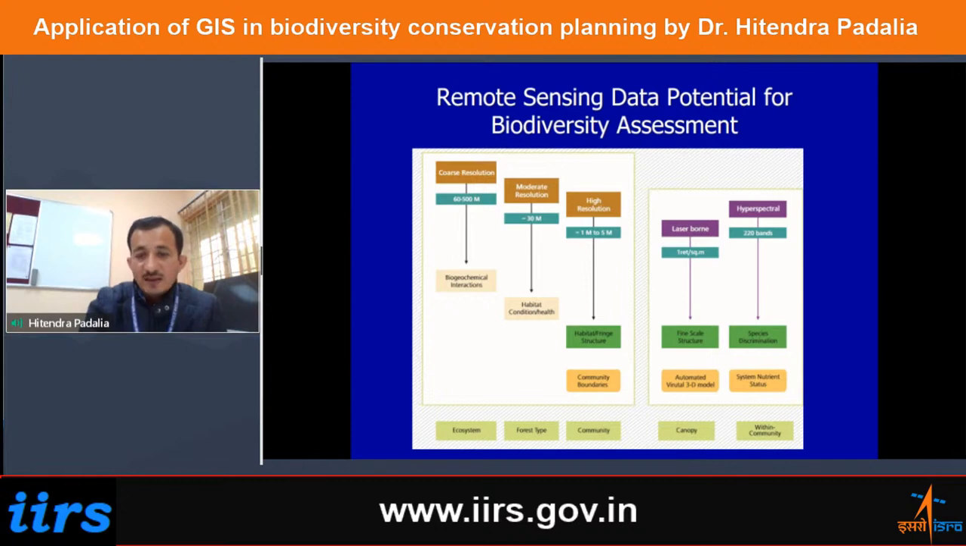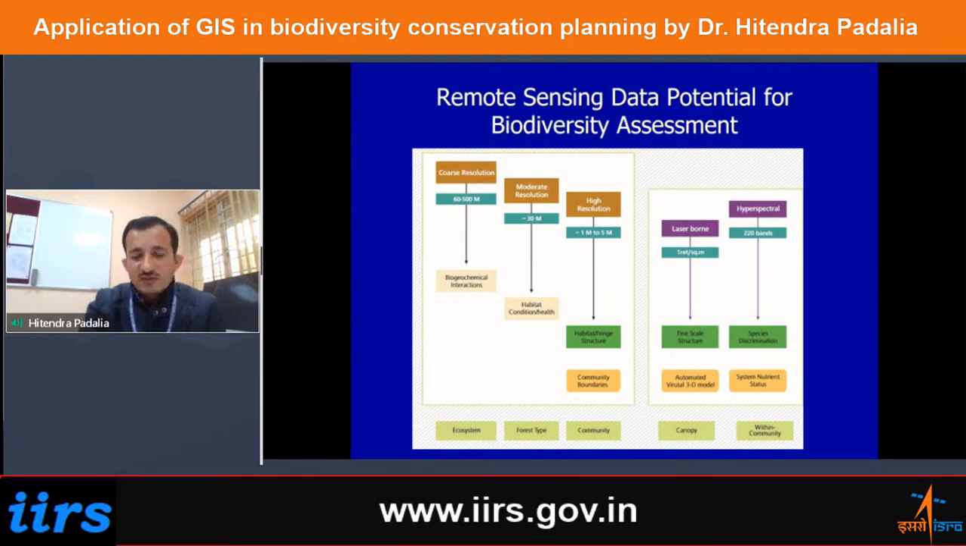Another aspect is LiDAR remote sensing. LiDAR is basically an active sensor and is sensitive to the structure of the object. In our case, it's very sensitive to the forest canopy height and structure, like the different layering in the forest canopy. On these aspects you will have a separate lecture later on. Similarly, on high resolution remote sensing you will have a lecture, so you will be able to understand how different remote sensing data sets are useful for deriving different levels of information on biodiversity.